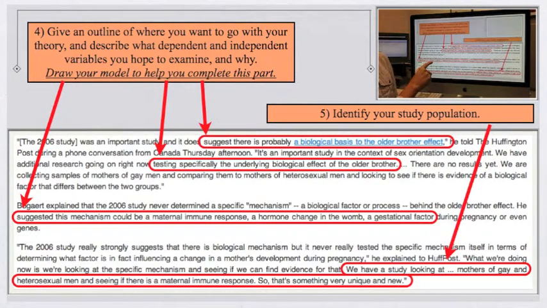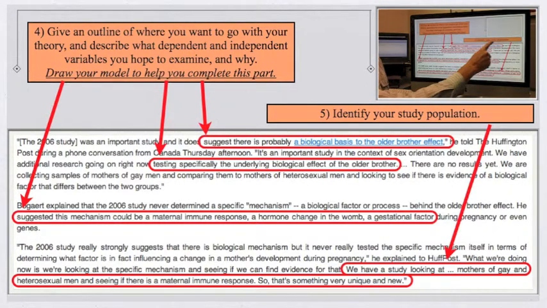and suggested that this mechanism could be a maternal immune response, a hormone change in the womb, a gestational factor. This is what he's looking for in this survey. The previous studies that he did showed that having older brothers is correlated to a higher probability of being gay. Now he's actually trying to figure out a biological cause, something in the gestational behavior factor of the mother.